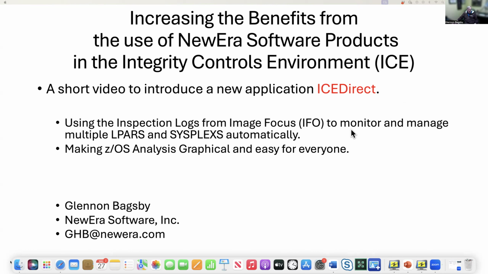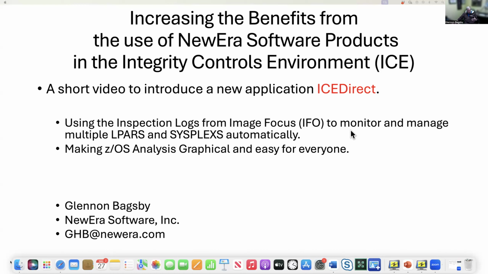Image Focus is designed to identify any potential risk or problems that exist within an IPL structure and give you alerts and warnings about that. It creates quite a bit of valuable information in what we call inspection logs. So what we're going to do is look at using those logs with ICEDirect and other enhancements to allow you to automate the analysis and also to look at it graphically in such a way that everyone can use it.